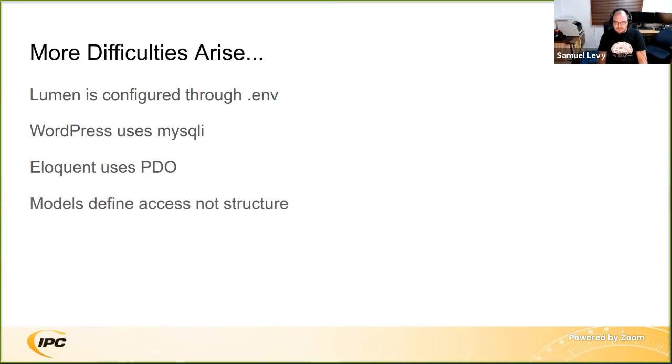Another problem is models define access to a table of data, but they don't define the structure of what's in the table. In some ORMs they do, but in Eloquent they don't. They just say, hey, the table's here, grab the fields. The problem is that the fields in WordPress are spread across multiple tables. So one particular object might have a whole bunch of data in a whole bunch of different places, because custom post types don't really fit into Eloquent very easily.